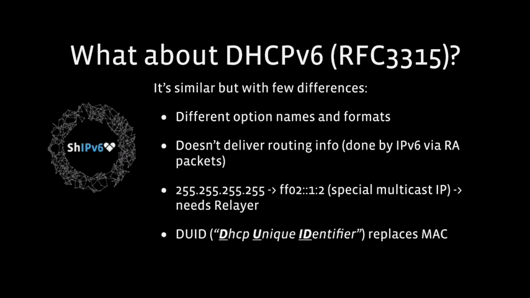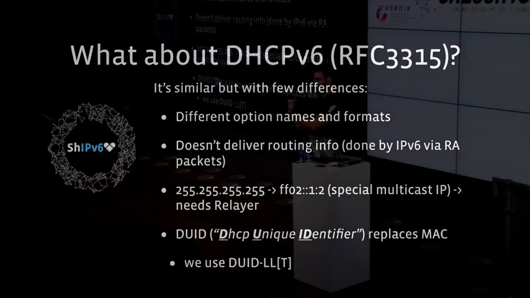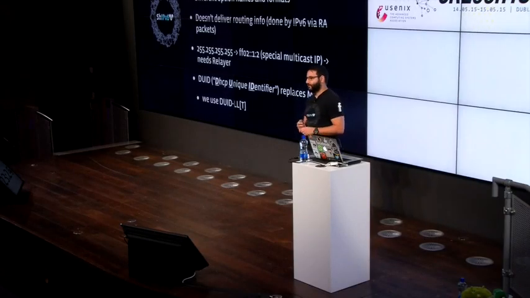The last difference is that v4 used the concept of MAC address to identify a client. In v6, there are different ways of doing that, but we chose to use the way called DUID-LL because it's basically embedding the MAC address in it, and we can just extract that MAC address and use it to pinpoint the information in our inventory system.